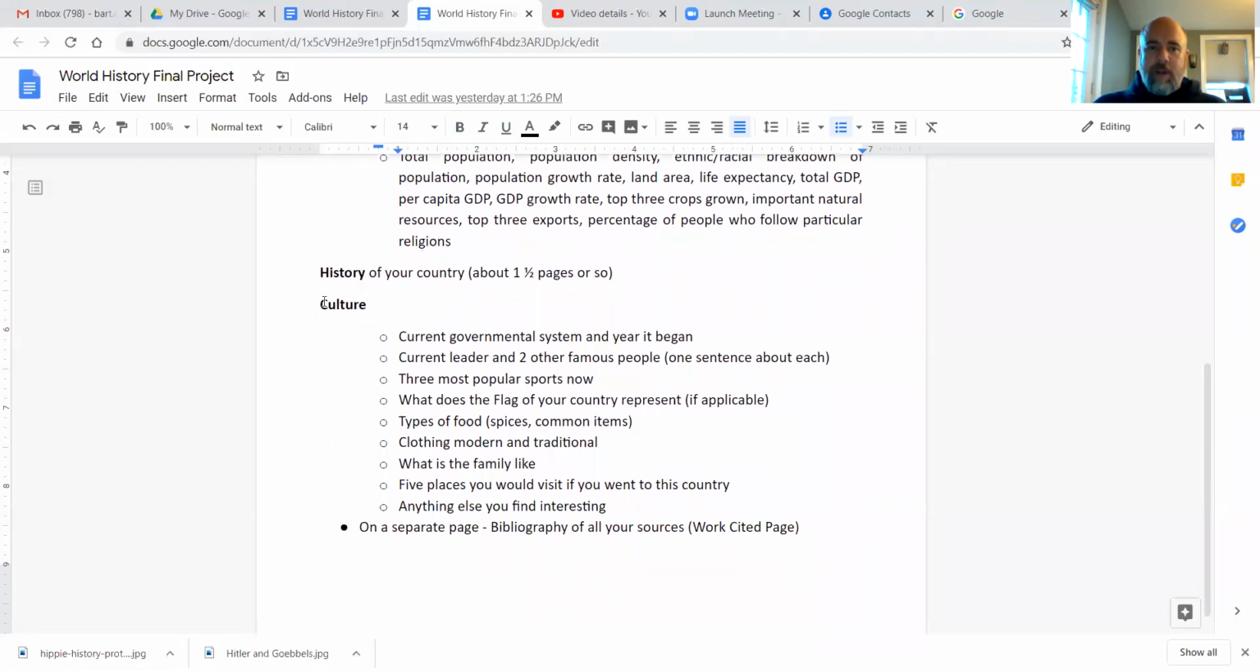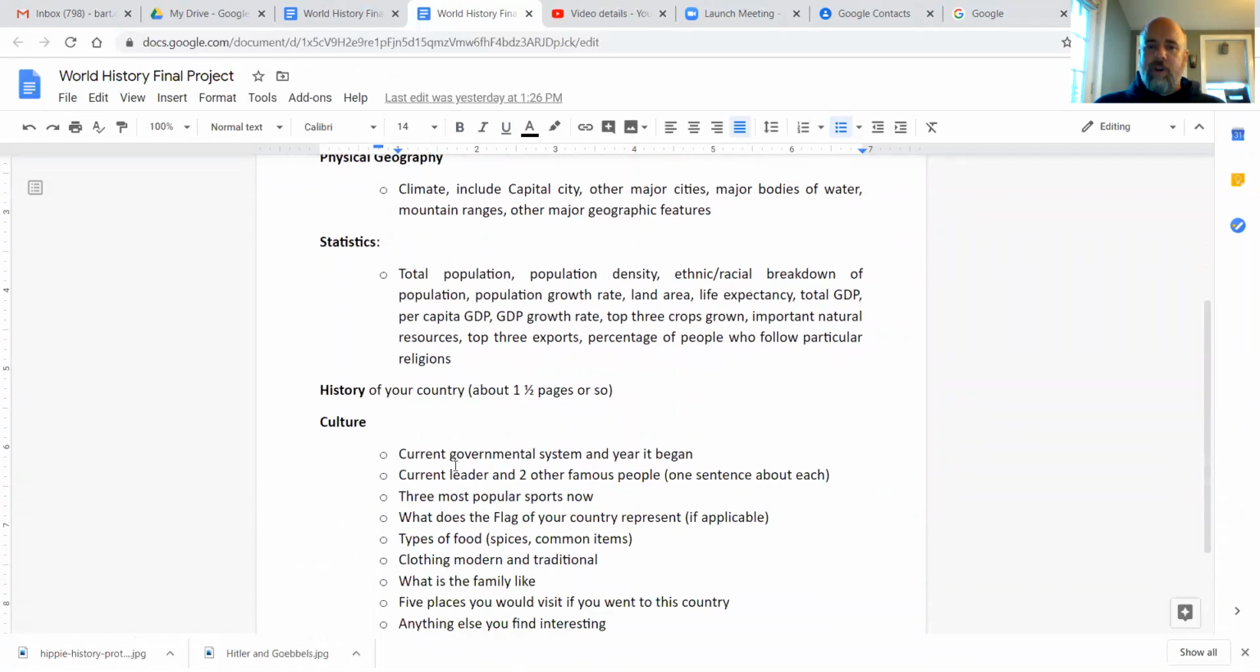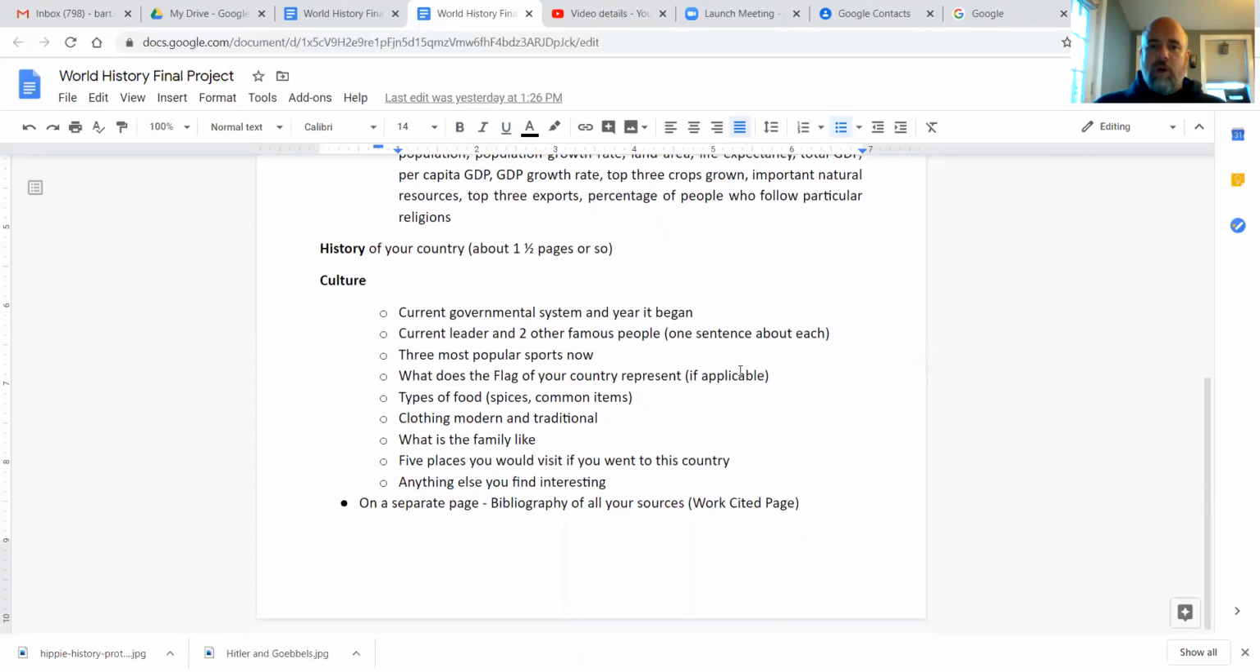You're then going to have part of your paper that is on the culture. Now, I have all these things highlighted. You see, physical geography, statistics, history, and culture. So on your paper, I literally want you to do a heading that says culture or history or statistics. As far as culture, what I want to know is what current government system does your country have? And when did that current system of government begin? Who's the current leader of your country?